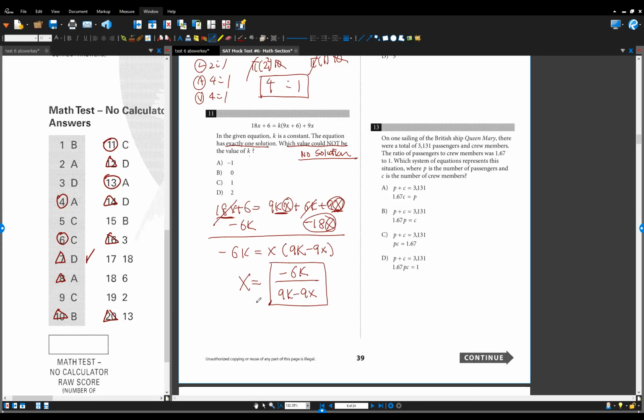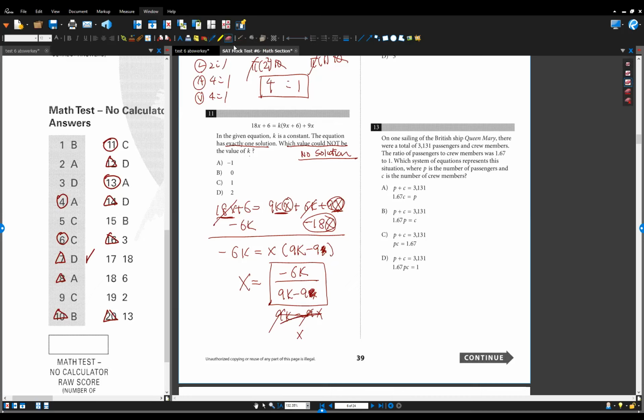Okay. All right. But no solution is what? Denominator is 0. There is no solutions. We did already. Okay. Denominator, what is 9k equals 9x? 9 is out. X equals how much? Not this. Okay. X is out. This is out, okay? Yeah, x is out. 9k minus 9, okay?